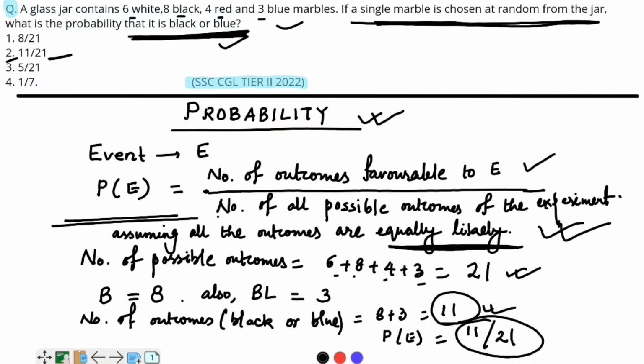So it's an easy question as I told you, but since this was a question from probability, that is why I chose to do this question, because I told you that many students are fearful of this chapter probability.